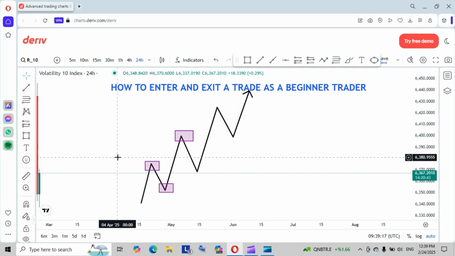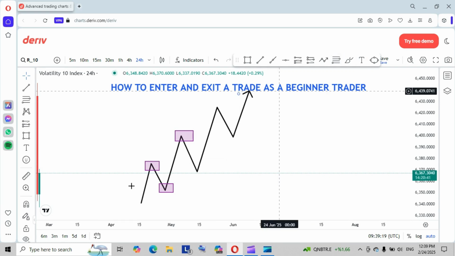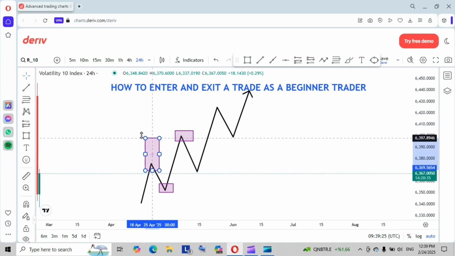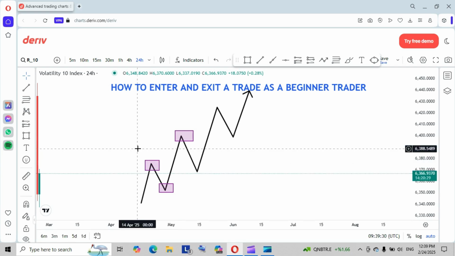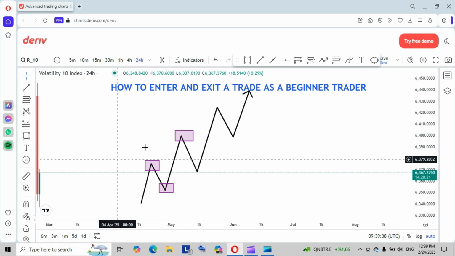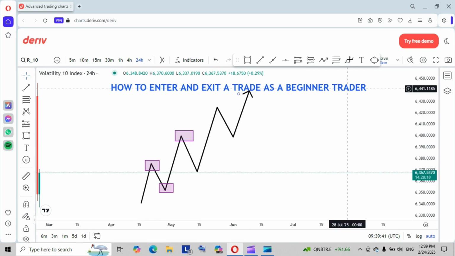So what do I mean by this? You see this first higher high here. This was our first higher high. This is the price where the buyers were able to push the price. So now let's say this price is currently $5. So if this price is $5, let's say now this new price here is 10.